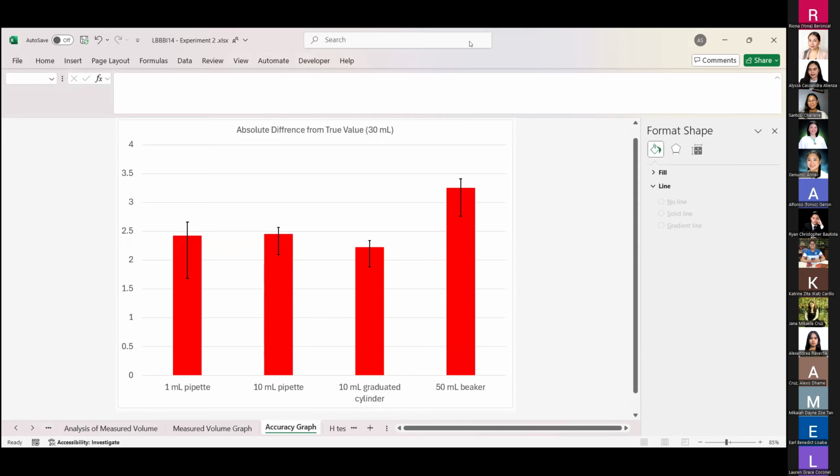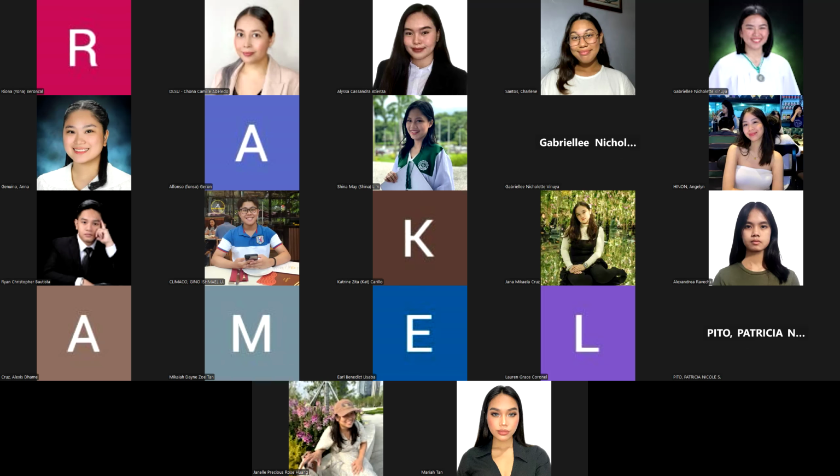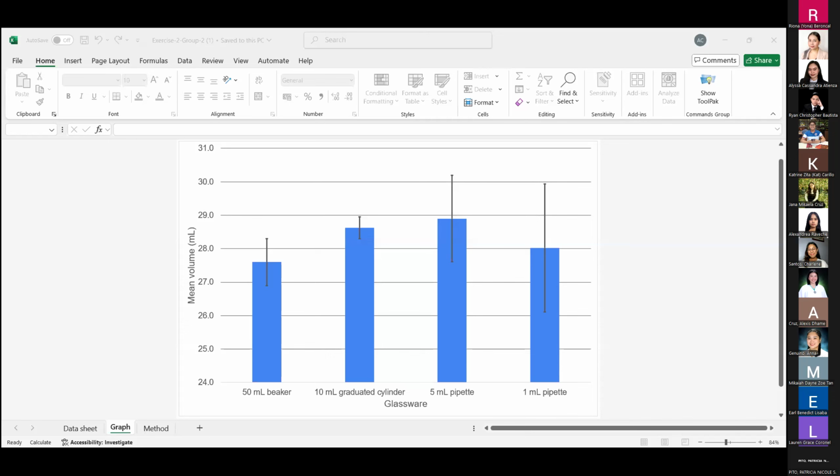Sige, let's see from group 2. Okay, so this graph is based on the mean. Yes, miss. And the error bars right now are? Standard deviation po. Okay, so later papalitan na lang ng standard error, ha? Okay, miss. Thank you. Okay, thank you for that, group 2.